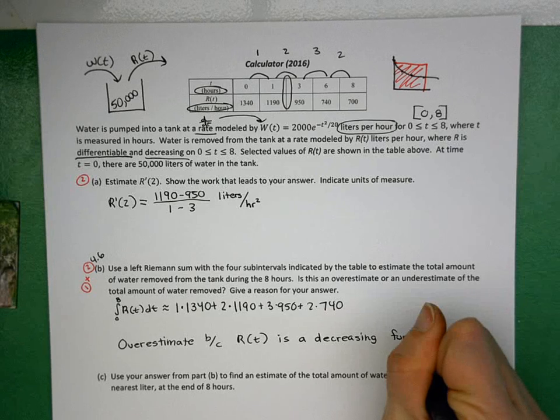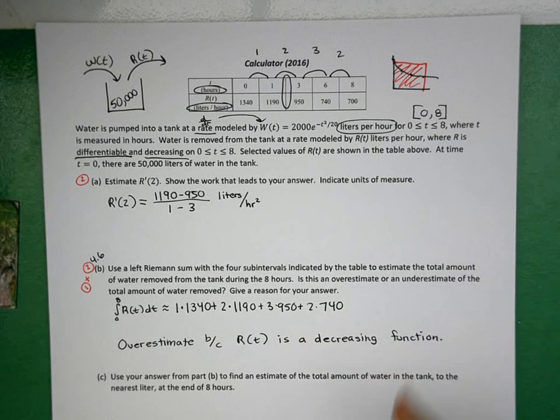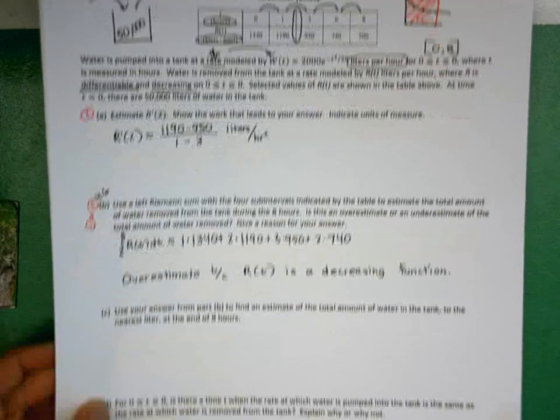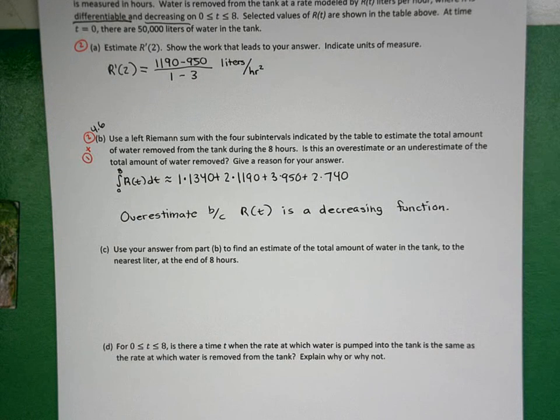C, use your answer from part B to find an estimate of total amount of water in the tank to the nearest liter at the end of 8 hours. So these last two parts are, in my opinion, the more challenging ones of the four. So C and D, I think, are a little bit more challenging than A and B. A and B, once you get the hang of them, are pretty straightforward. You've seen even already a couple of them today, and you're going to continue to see them. And just between A and B, you've got 5 points. In years past, that would put you pretty solidly in the 4 range.